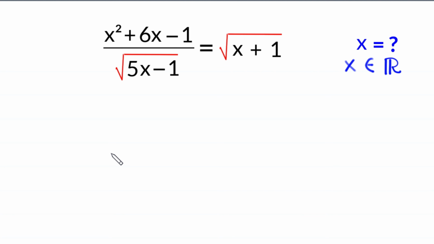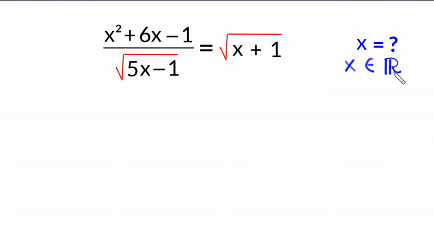Hello everyone, welcome to how to solve this very nice radical equation: (x squared plus 6x minus 1) divided by root of (5x minus 1) equals root of (x plus 1). Our job is to find all possible values of x such that x is a real number.